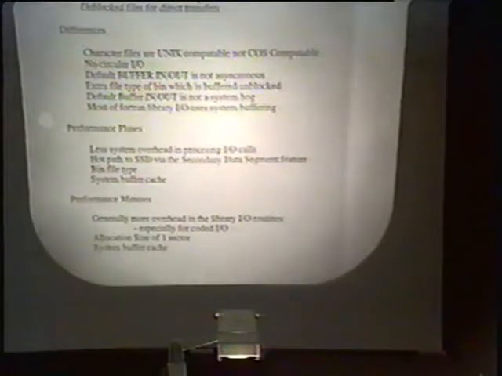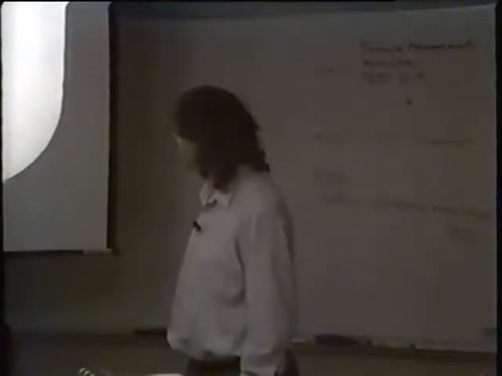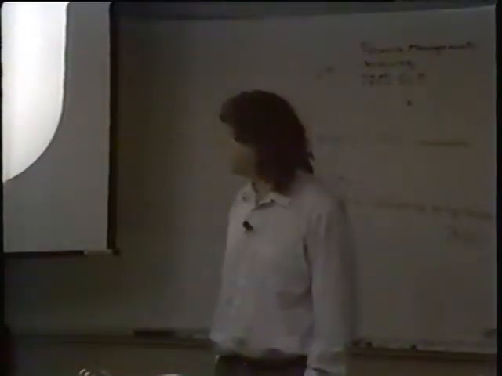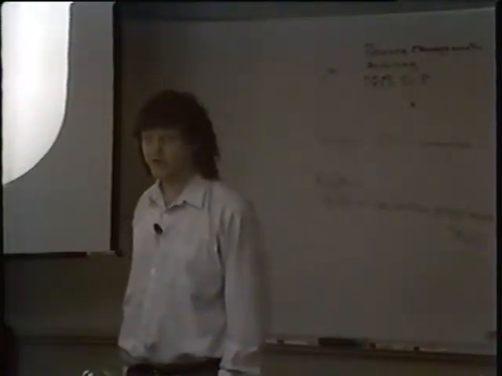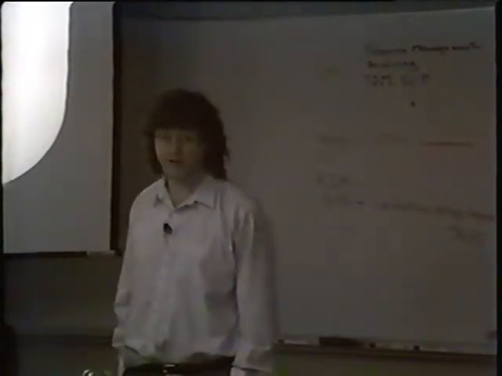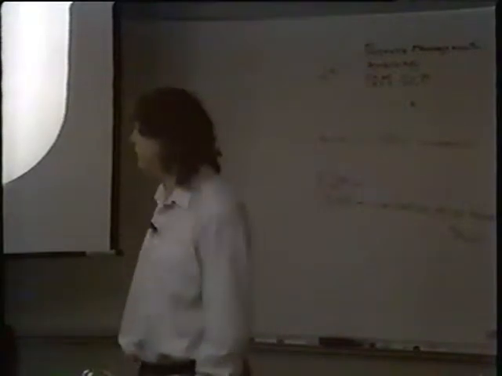The default buff in out is not a system hog. I don't know what that means in COS, if it is in COS. I guess because it's synchronous in COS, that may be why it's more of a hog, but I don't know specifically why they said that. Most of the Fortran libraries use system buffering, and the system buffering now can use logical device cache and put those buffers on the SSD.